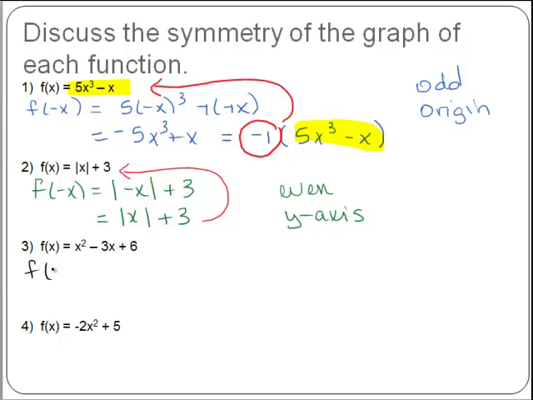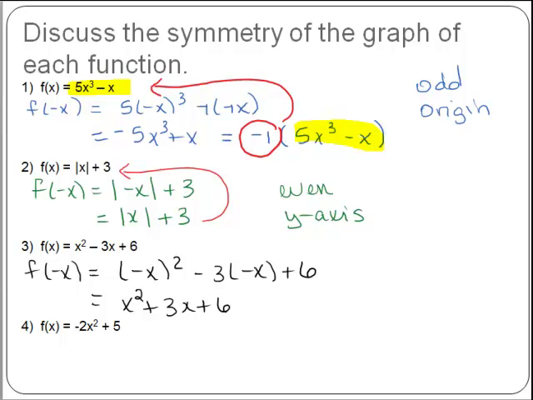How about number 3? Substitute in a negative x. Simplify. A negative to an even power is positive. Negative times negative is positive. Now have a look at this one. Is it exactly the same as what I started with? X squared is positive, but 3x is negative here and positive here. 6 is positive. It's not exactly the same. It's not exactly opposite, which means it's neither even nor odd.